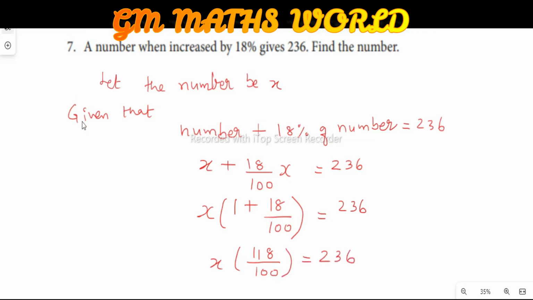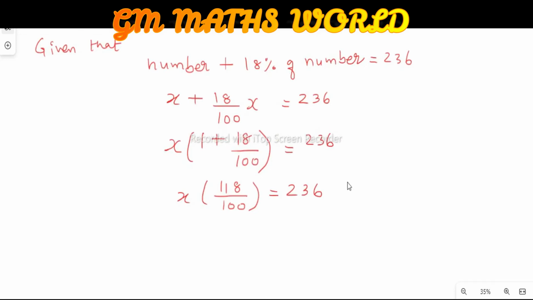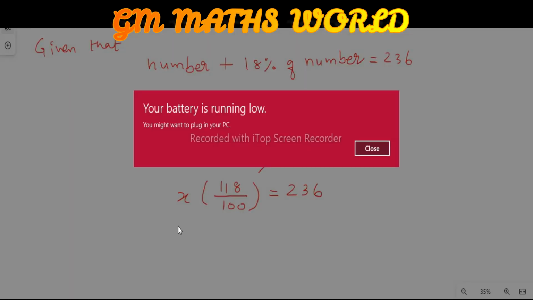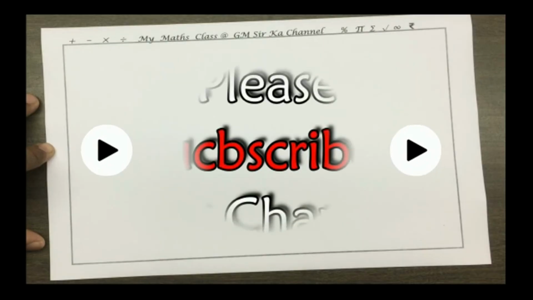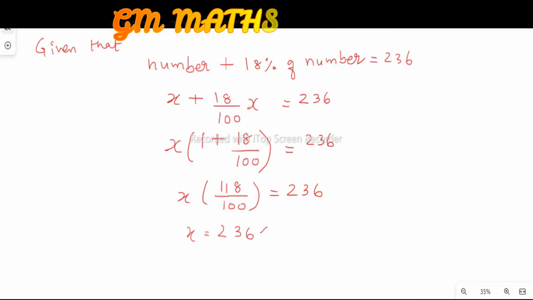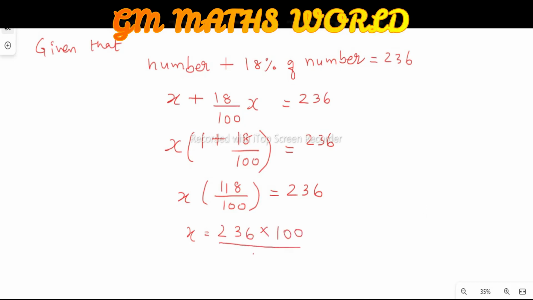So we have to take the 118 by 100 from the left hand side to the right hand side. So it will become the reciprocal of 118 by 100, which is 100 by 118, and 236 in 118 is 2 times. So it is 2 into 100, which is equal to 200. Therefore the number is 200. So 200 plus 18% of 200 will give us 236.